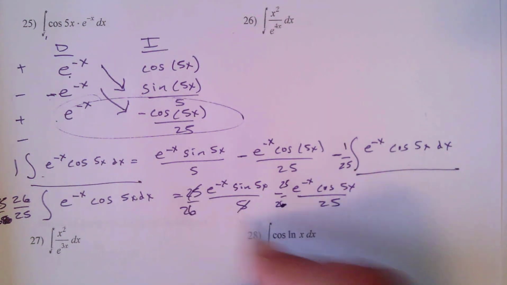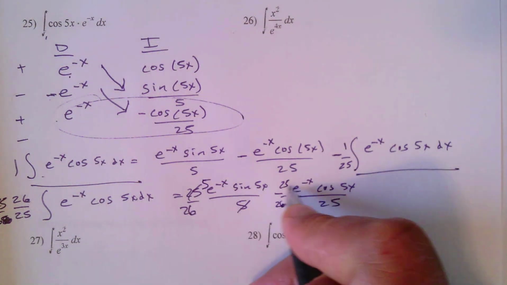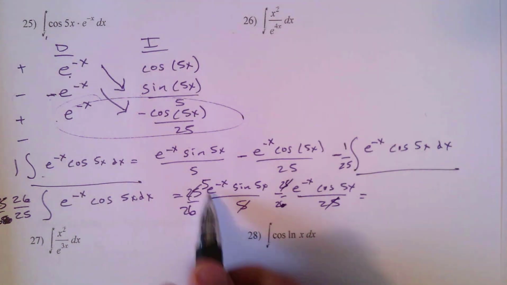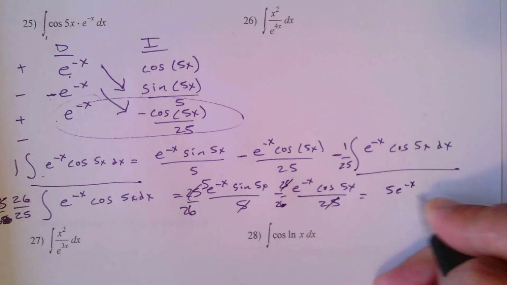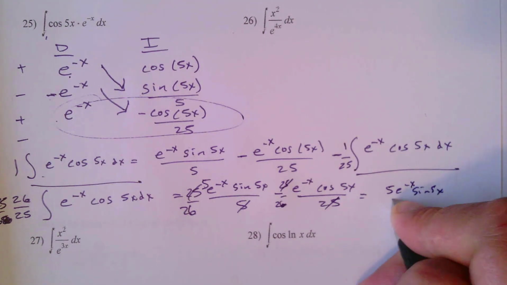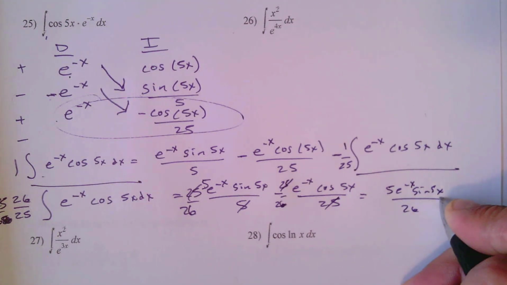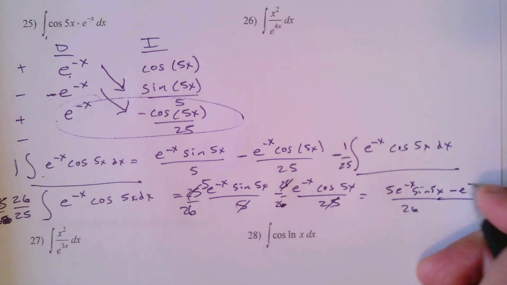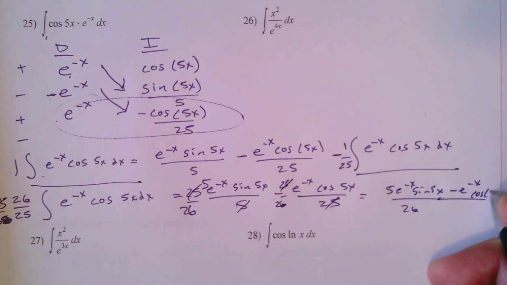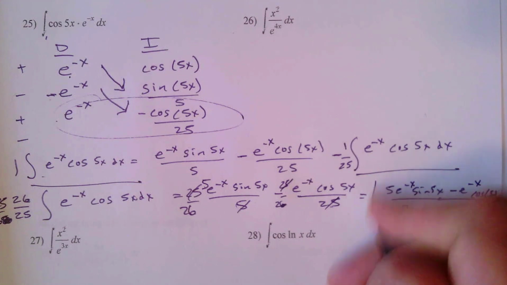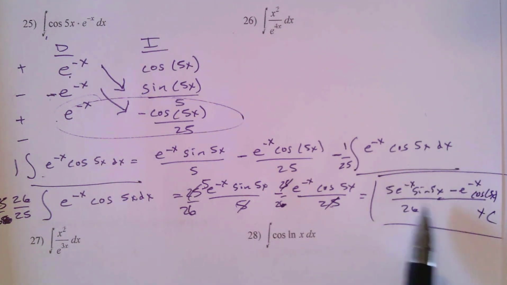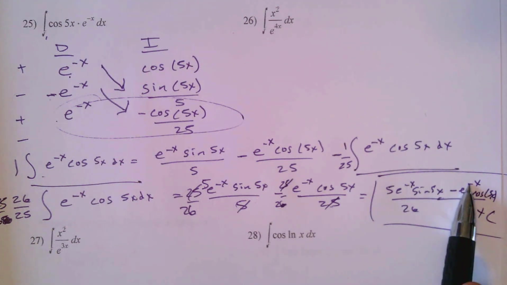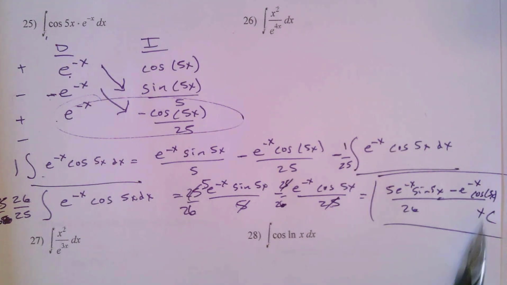The 25 and the 5 here would cancel, and I have 5. Here the 25 and the 25 would cancel. So the final answer is going to look something like 5 e to negative x sine of 5x over 26. And these are both going to be over 26, so I can just put this in there too, minus e to negative x cosine of 5x plus c at the end. I can squeeze that in. So again, because you can't read it, it says 5 e to negative x sine of 5x minus e to negative x cosine of 5x all over 26 plus c.